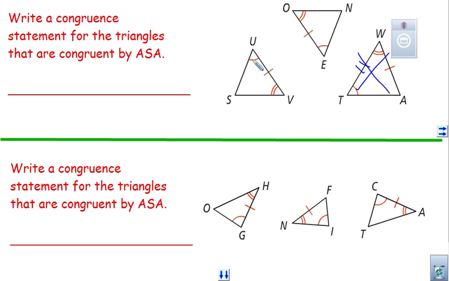So we're looking at these two. So I'm going to go from a 0 marking to a 1 marking to a 2 marking. So triangle SUV is congruent to triangle N with 0 markings, E with 1 marking, and O with 2 markings. Try the bottom question.